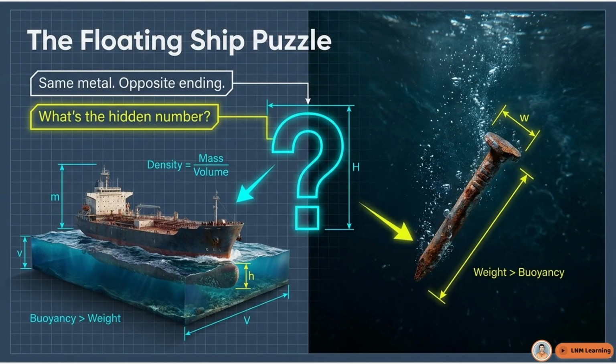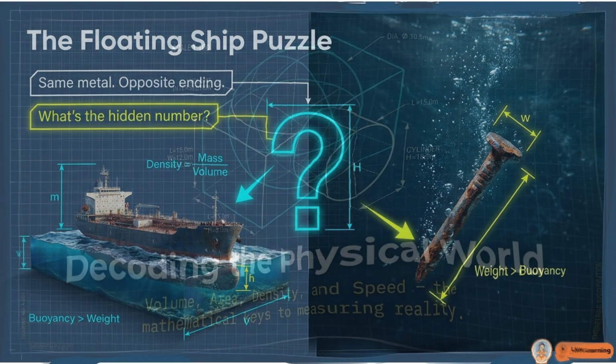Drop a small iron nail into water. It sinks. Now picture a giant ship made out of thousands of tons of iron. It floats. Same metal with different outcomes. What's the hidden number that decides who sinks and who floats?